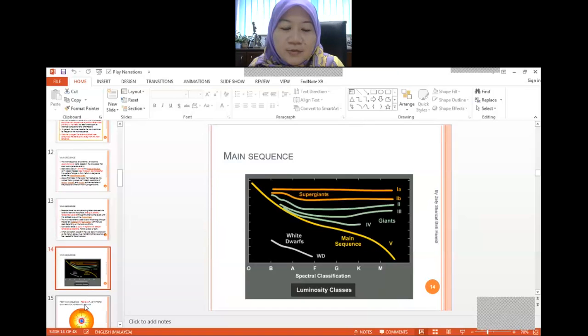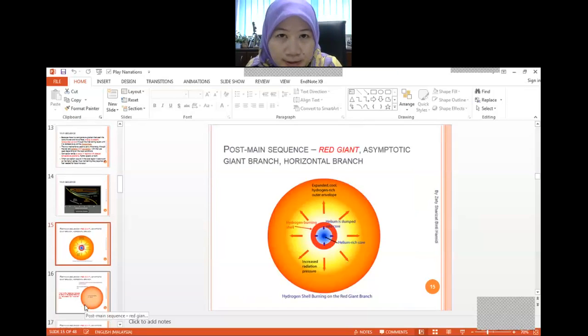Right, so we move on to the post-main sequence here. In this case, we have several stages or parts of the evolution. The first one is what we call the red giants. The second one is the asymptotic giant branch, or AGB, and the third one is the horizontal branch.